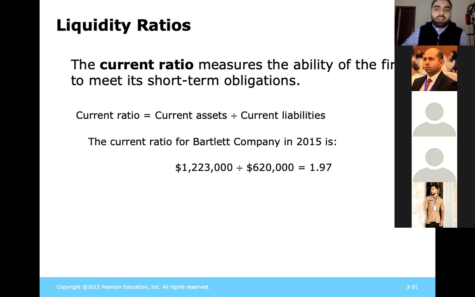Before the break, we asked a question about the current ratio. If we have a high number for the current ratio, which is better, a high number for the current ratio or a low number for the current ratio? Who can tell us?